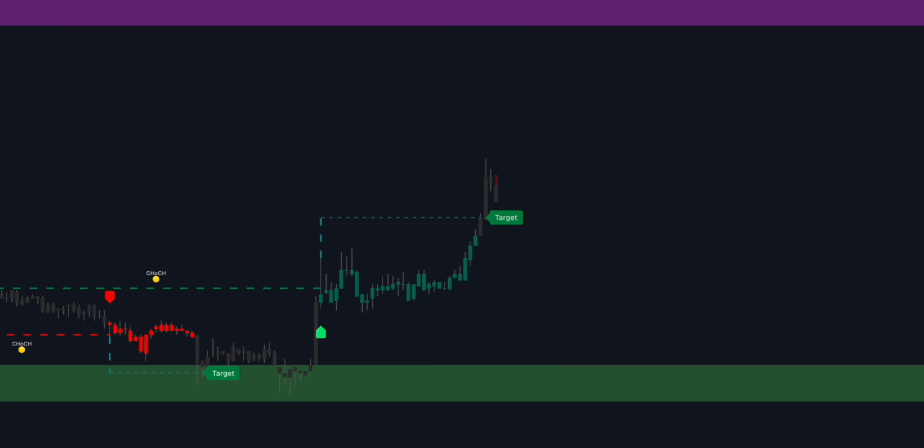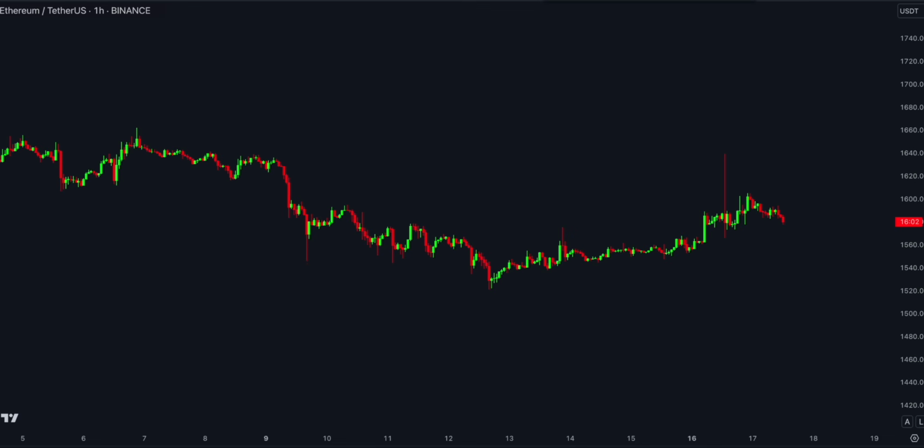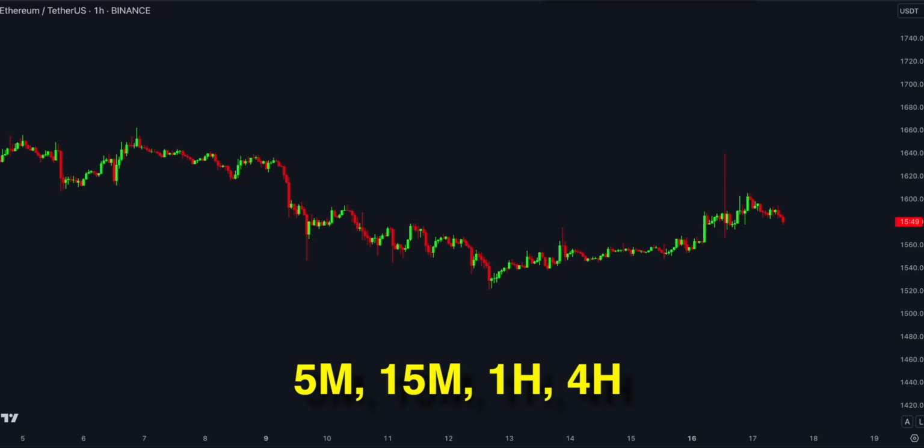Without further ado, let's start the tutorial. Before we begin, I would like to emphasize that this technical analysis indicator can be used for trading highly volatile cryptocurrencies, stocks, and forex pairs. The most suitable time frames for this indicator are 5 and 15 minutes, 1 hour, and 4 hours.